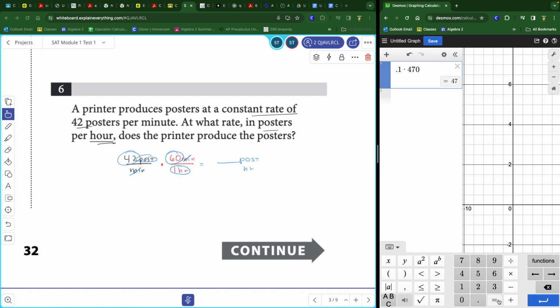So 42 times 60, we just throw that into Desmos. 42 times 60 is 2,520 posters per hour. And that's it. I'll try and do a page for each one of these.